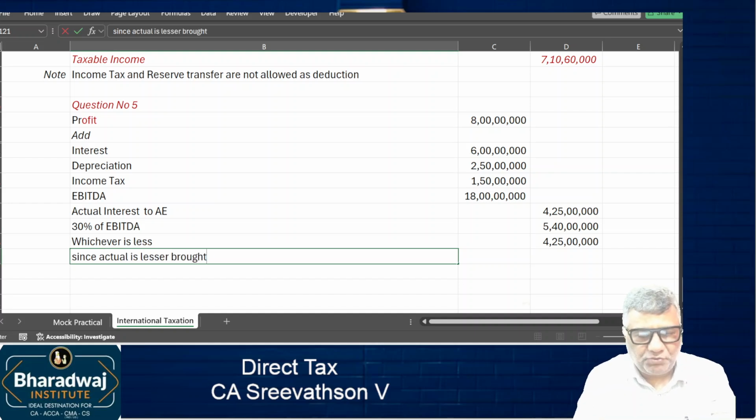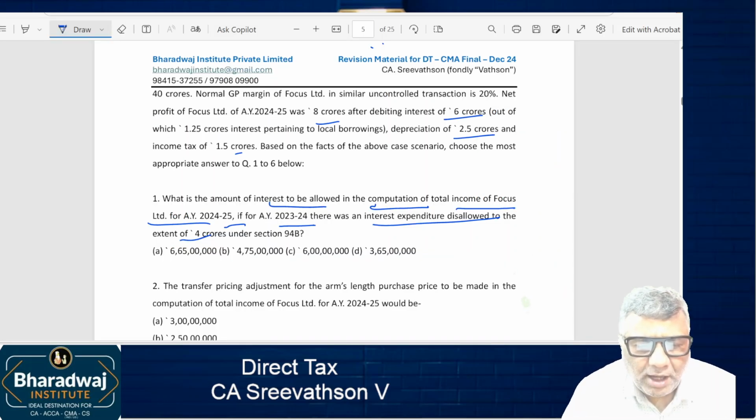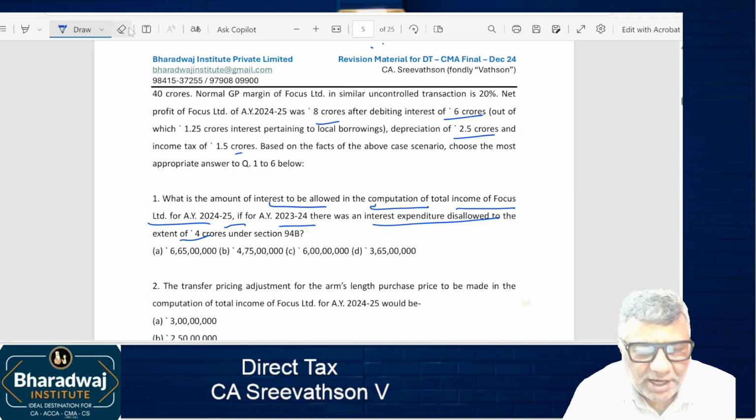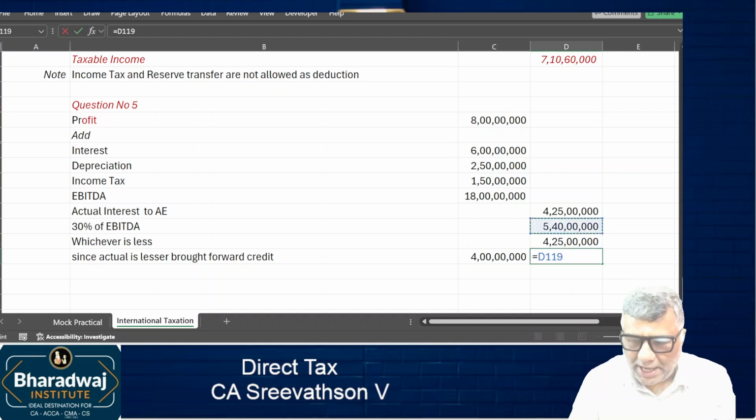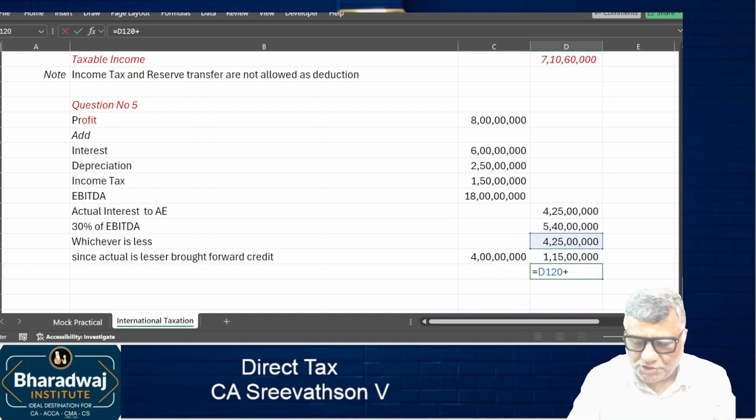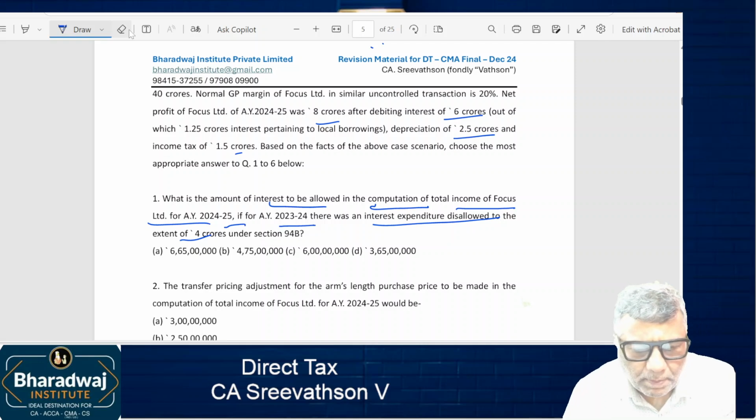okay, brought forward credit. Brought forward credit, how much is there? Okay, 4 crores is there. Brought forward credit, 4 crores is there, but you cannot claim the entire 4 crores. You can claim to the extent of the difference, that is 1 crore 15 lakhs. So I can claim an interest of 5 crore 40 lakhs.